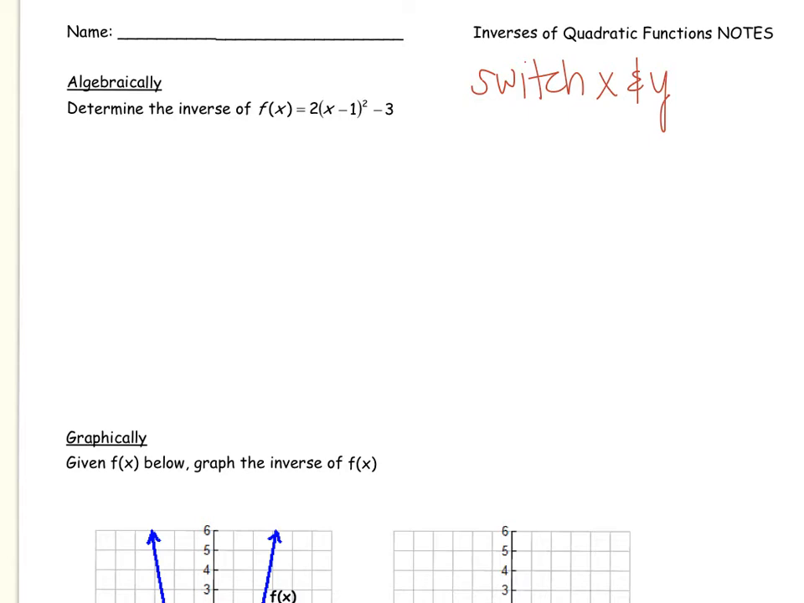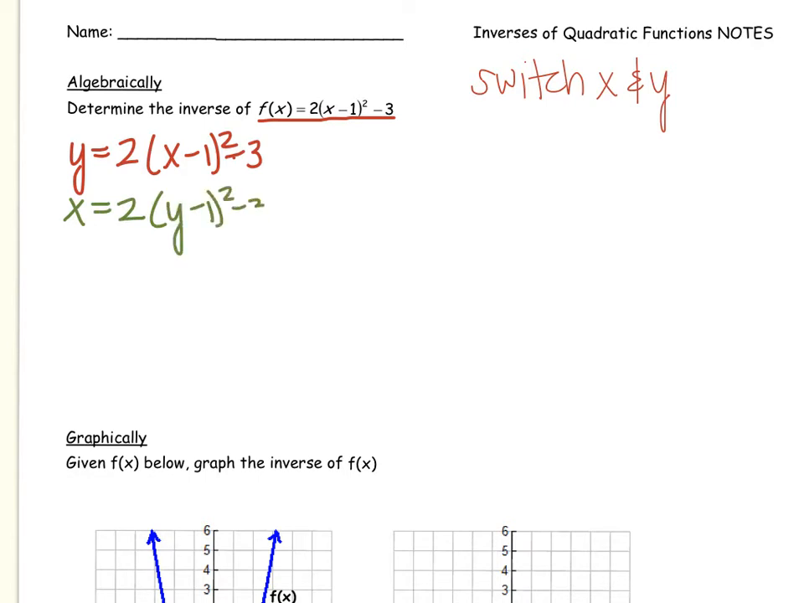So my equation, f of x equals 2 times x minus 1 squared minus 3. I'm going to change that first to just y equals instead of f of x equals. I think it'll make my life a little bit easier. So when we want to find an inverse, we want to switch x and y, which I'm going to do first, and then solve for y. I want to get y by itself. Okay, that's going to be my goal.